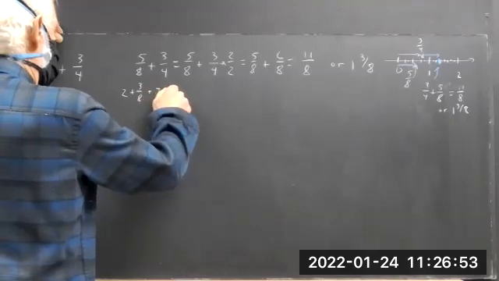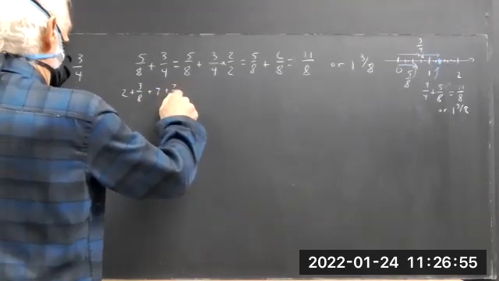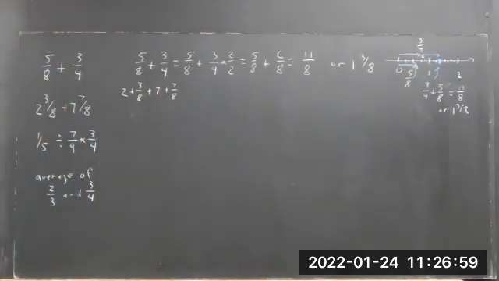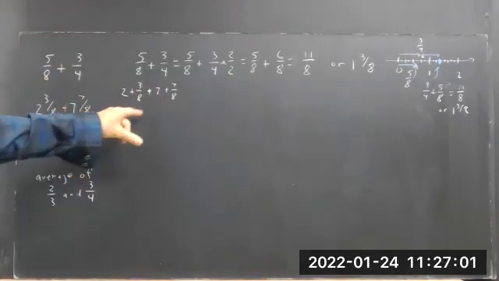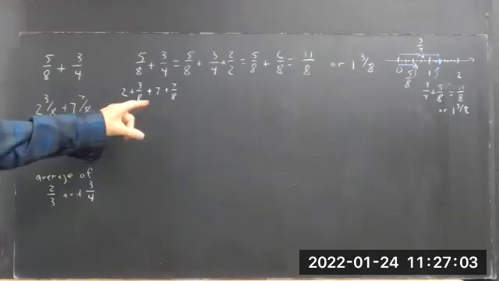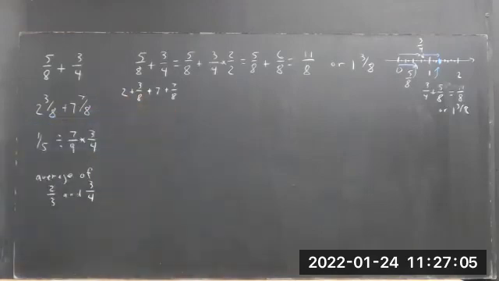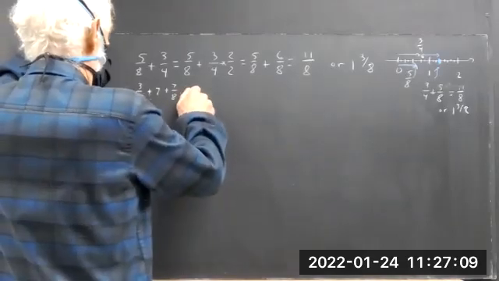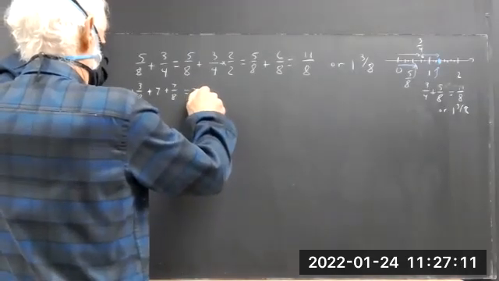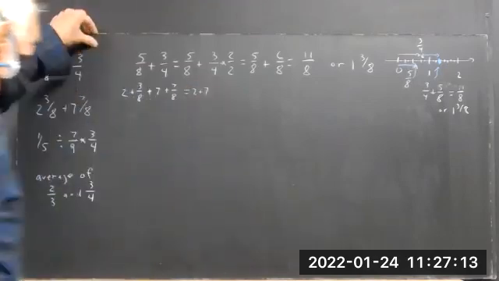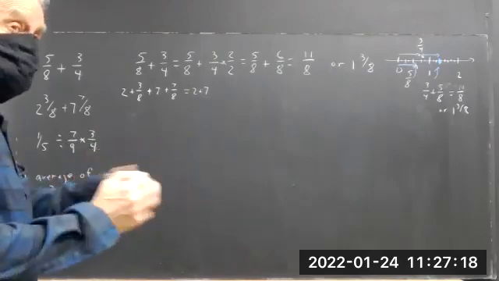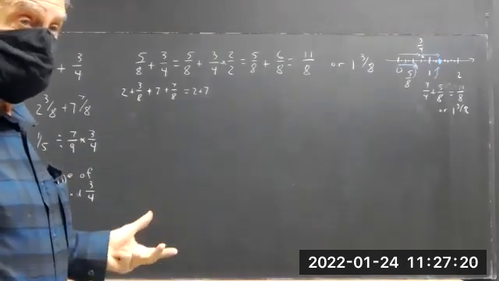plus 7 plus 7/8. Okay. 2 3/8 means 2 plus 3/8. 7 7/8 means 7 plus 7/8. We can rearrange this addition because of the commutative and associative law. We won't get too deep into that right now. But there are laws of arithmetic.